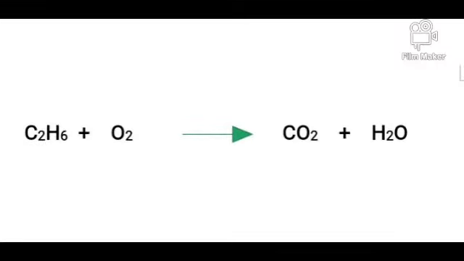Take a look at this equation. C2H6 plus O2 to give us CO2 plus H2O. Now let's try and balance this. You would notice that on both sides, the number of the atoms of each of the elements is clearly not balanced. And I told you ab initio that we are going to have to count each one.